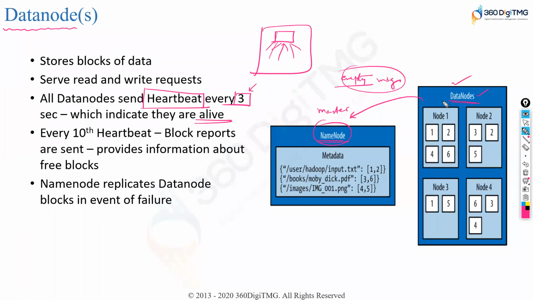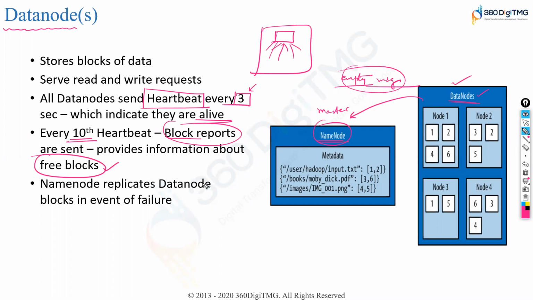And additionally, every 10th heartbeat, that is 30 seconds, block reports are sent. Block reports means how many blocks are filled in, how many blocks can be filled, right? That storage information is shared in that message. 10th heartbeat would not be empty. It would contain block reports. This basically allows name node to record how much data can be stored in each of the data nodes when a new requirement is coming in. Right? This information will give name node an idea on which data node can be used.